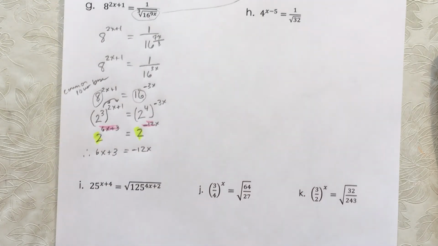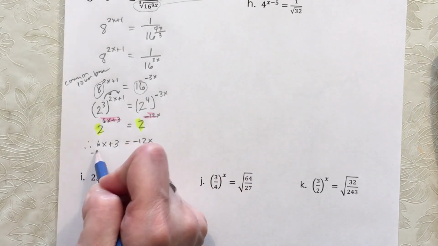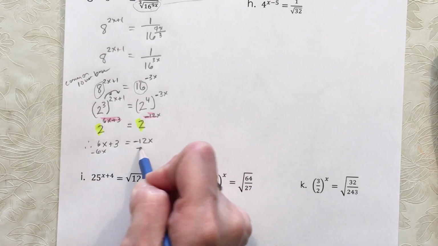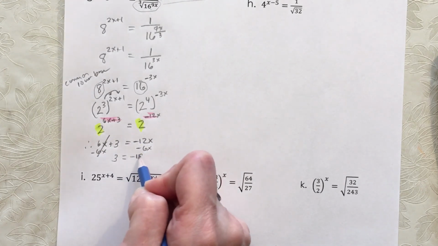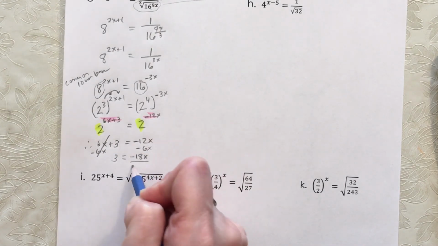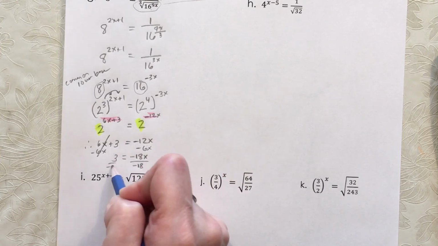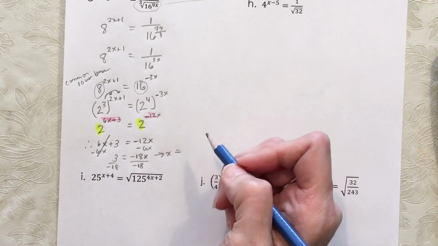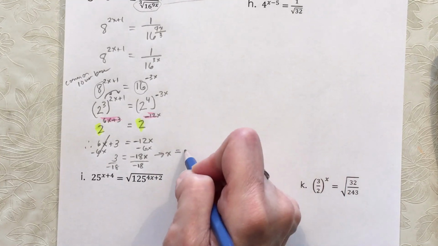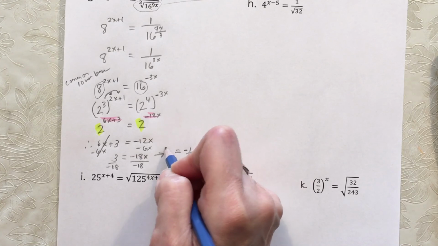But we want to solve for x. We've got an x on both sides, so that kind of brings us back to grade 9 here. Subtract 6x from both sides. Trying to get x by itself, divide both sides by negative 18. 3 over negative 18, if you divide top and bottom by negative 3, you'll get negative 1/6.